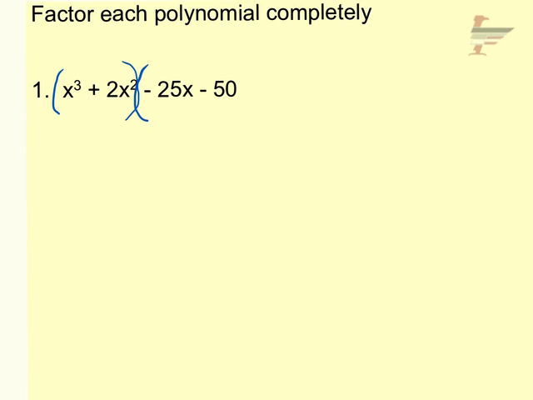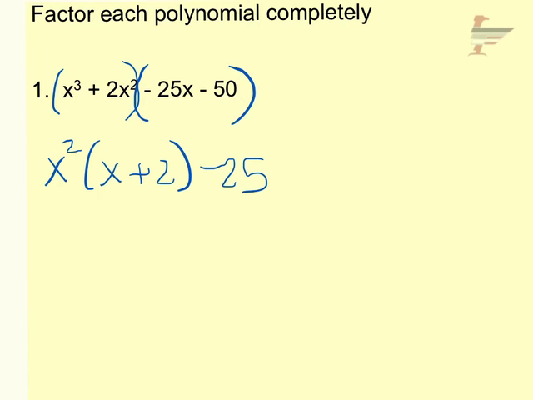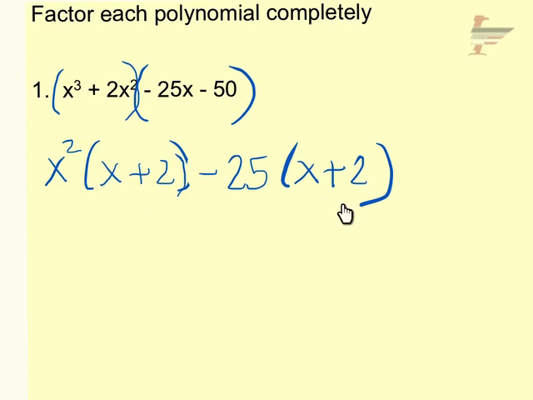So I group the first 2, I group the second 2. I can take an x squared out of the first 2, and I can take a negative 25 out of the second group. Oh, sorry, I just can't seem to write here. And that will leave you with x plus 2. And again, I would stop. The point of grouping is that these binomial pieces are identical. So I take out that binomial piece, which is x plus 2, right?